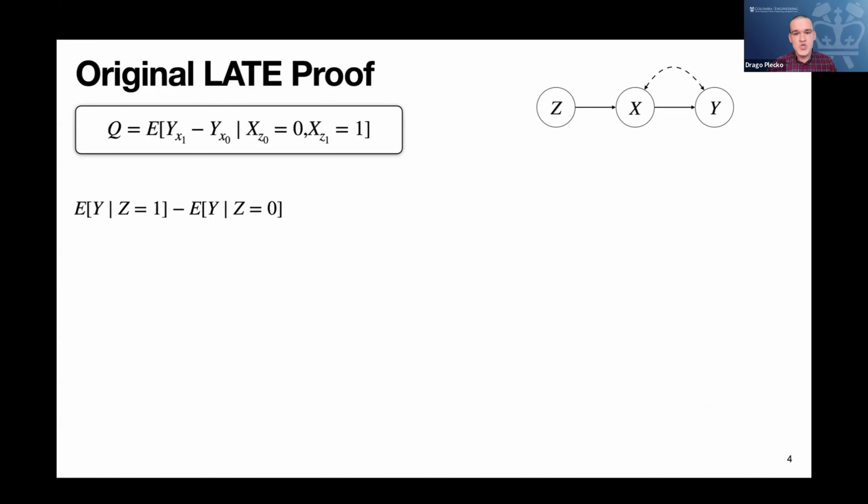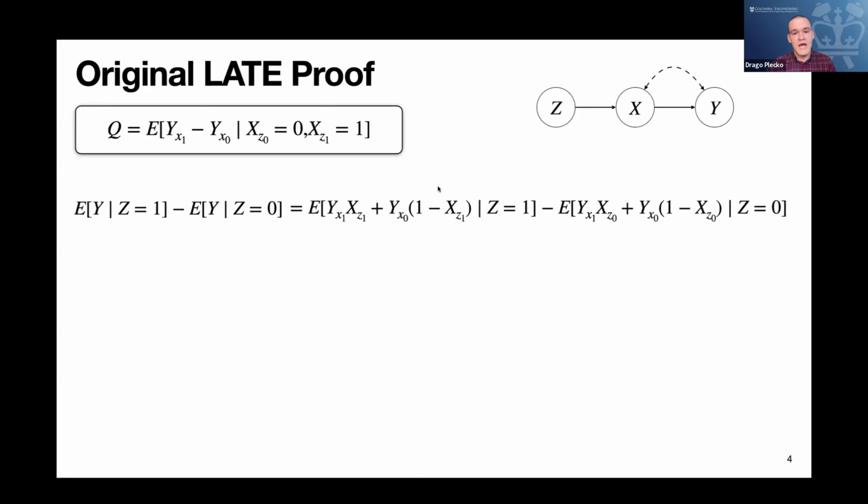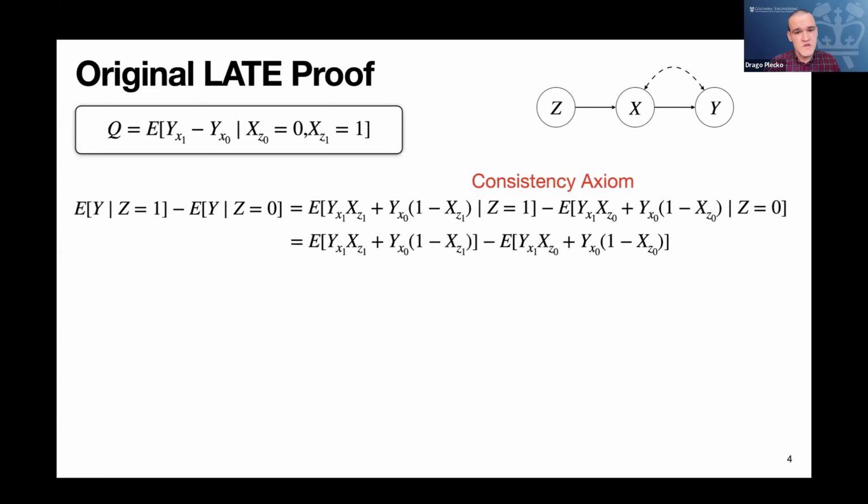And in the first step, we're just going to use the consistency axiom to rewrite the Y outcome, right? So this is using the consistency axiom in the first step, which is a well understood step.